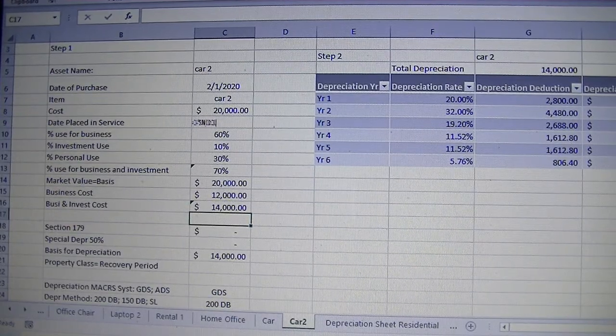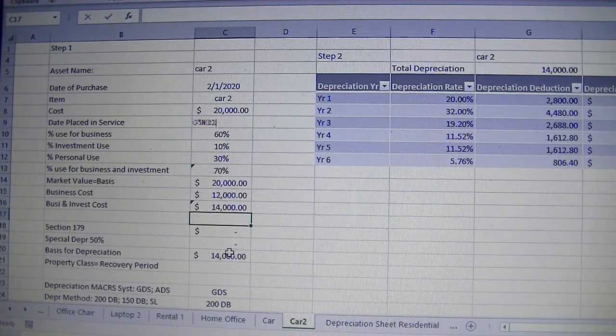So the basis for depreciation is going to be the cost related to business and investment use. That will be $14,000 minus any special depreciation, minus section 179 and special depreciation. So that's $14,000.